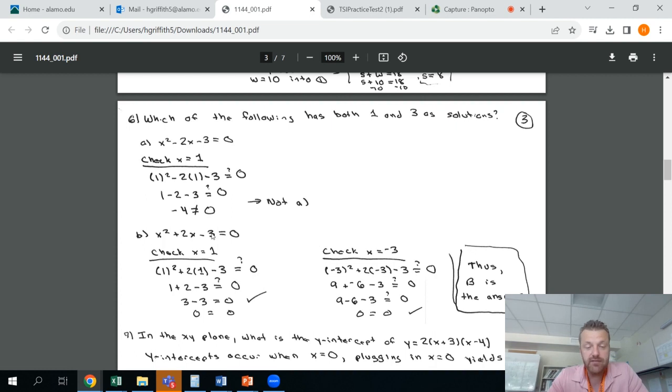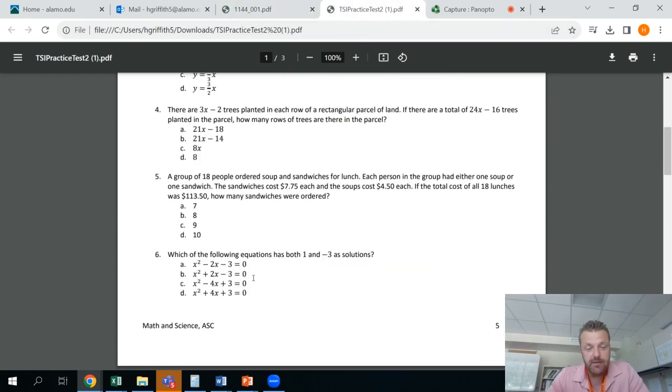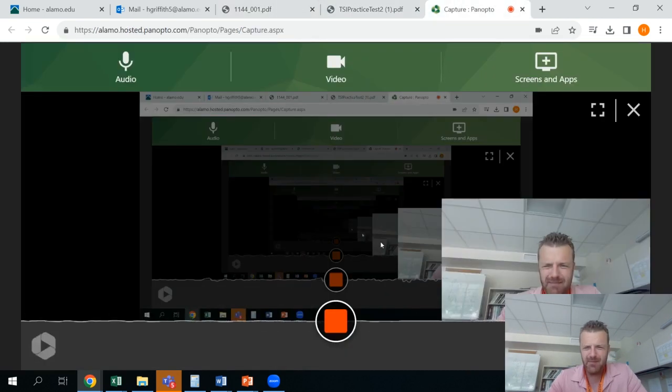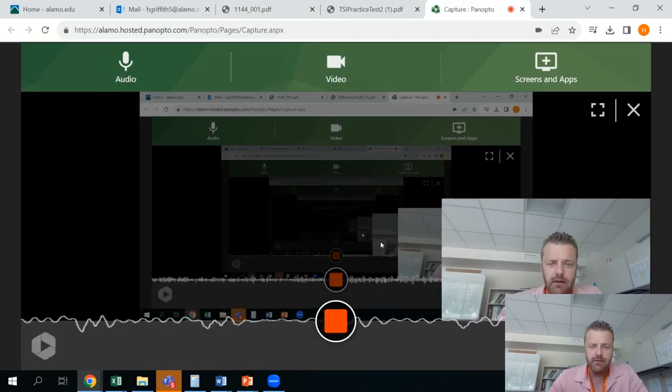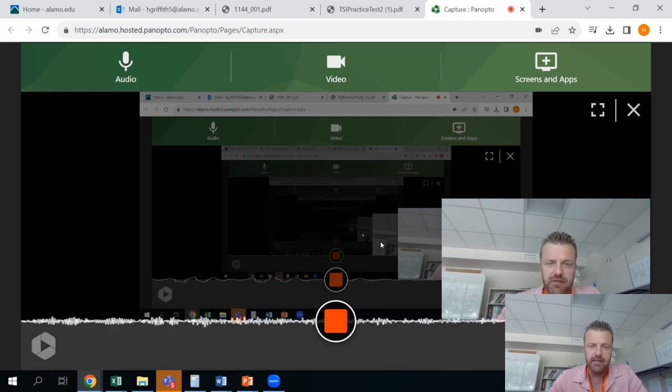So since this equation is satisfied by both 1 and minus 3, then that is the actual answer. So equation B is the equation that has the solutions 1 and minus 3. So you don't have to check anymore. Again, that might not be the most efficient way to do that. If you know how to solve quadratic equations, feel free to approach it in that way.